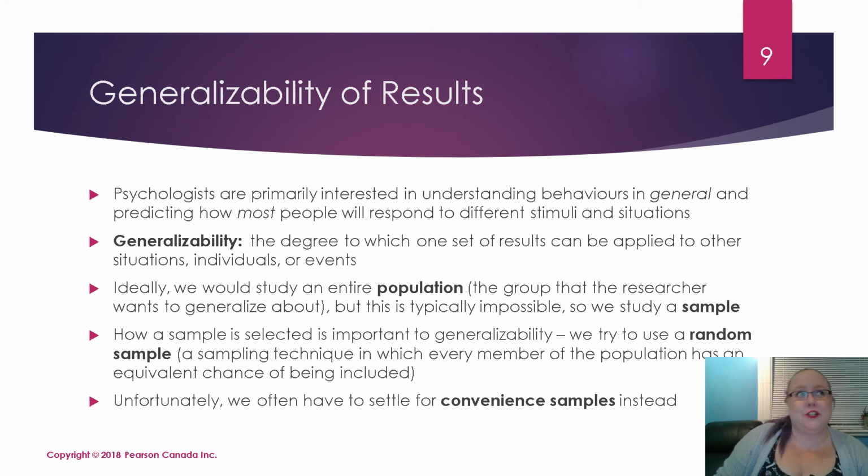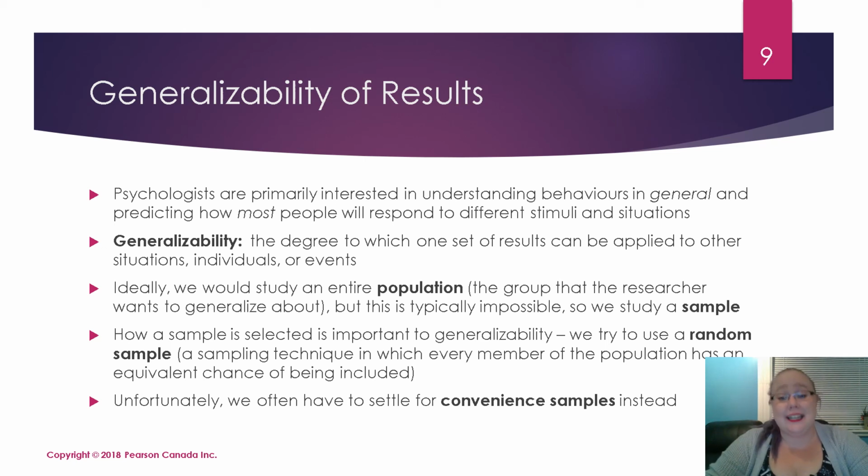But if I want to study a particular phenomenon in Canadian university students, it's pretty much impossible that I'm going to be able to reach out and assess every single one of those students. So what we do instead is we study a sample. We pick a sample from the population, we study those people, and we hope that those results will then be generalizable to the overall population.